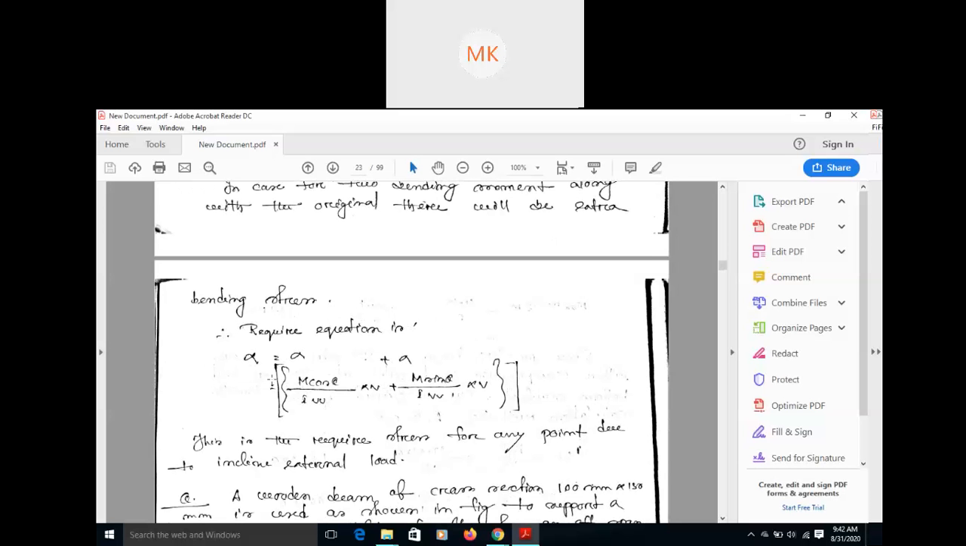So you just remember this formula. For this derivation, this formula we require. This sigma is given by M cos theta by I_u into v plus M sin theta by I_v into u. Okay, all of you remember this formula, because it is going to be used while we solve the numerical.